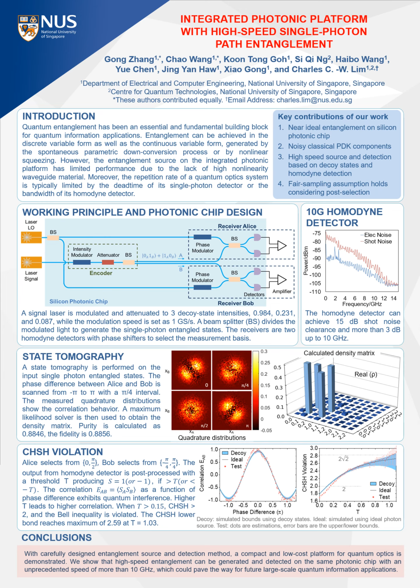The working principle for our scheme is shown in the middle section. The encoder and receiver are all integrated on a single silicon photonic chip. The laser and amplifier are currently off chip, but there are already commercialized solutions to put them together on the same chip. An intensity modulator and attenuator are used to generate the required 3 decoy state intensities, and the modulation speed here is set at 1 gigasample per second. The beam splitter splits the input decoy states to generate the single photon entangled states as shown in the graph.